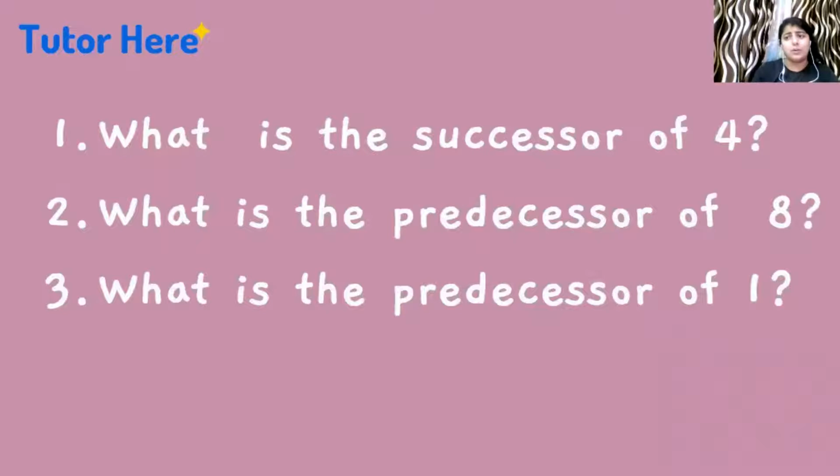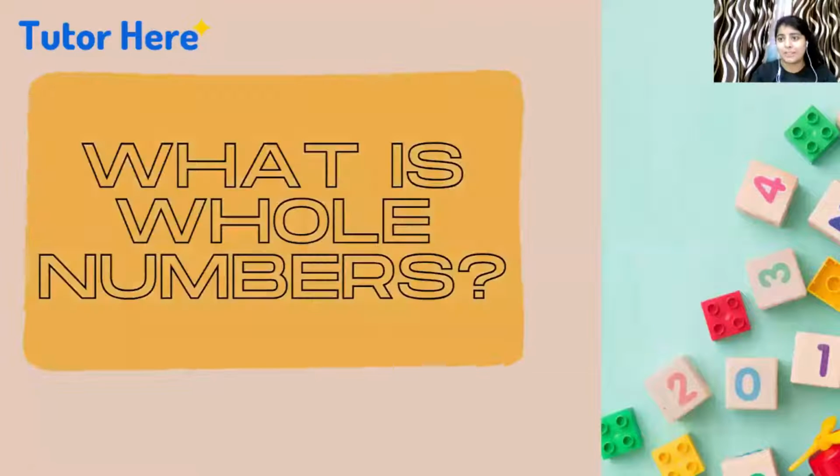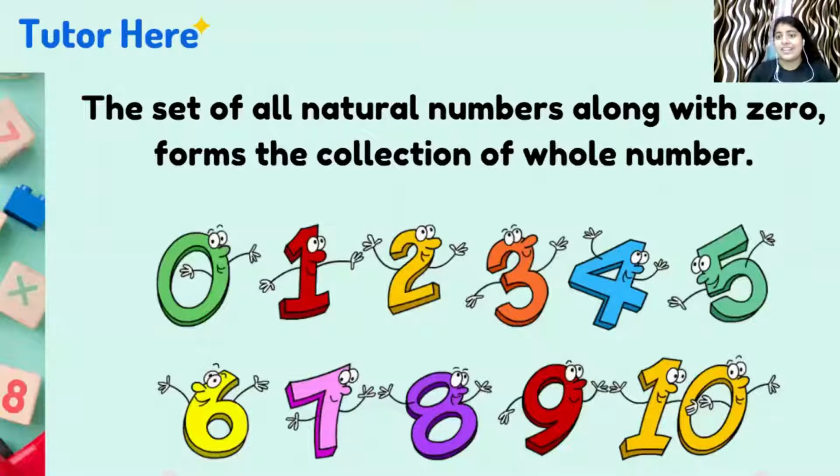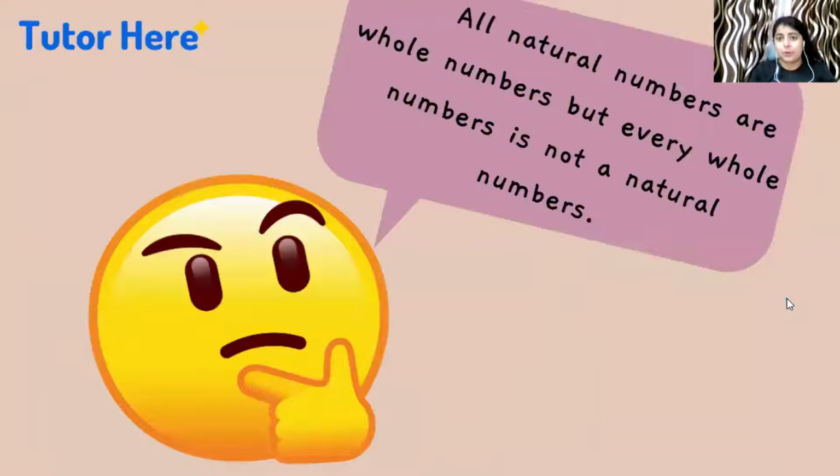But 0 does not come under the natural number. So where did 0 come from? 0 came from the whole number. So what are whole numbers? Whole numbers are the collection of natural numbers along with 0. That is 0, 1, 2, 3, 4 and goes on. Do you know all the natural numbers are whole numbers, but every whole number is not a natural number? Can you guess which whole number is not a natural number? Yes, 0 is not a natural number.